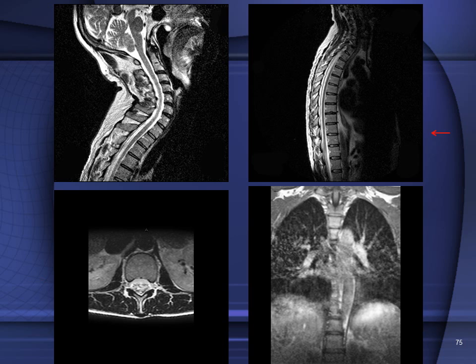The next image, a mid-sagittal MRI of the thoracic spine, shows varying degrees of degenerative disc disease. Again, T2 weighted, fluid is bright and tissue is dark.